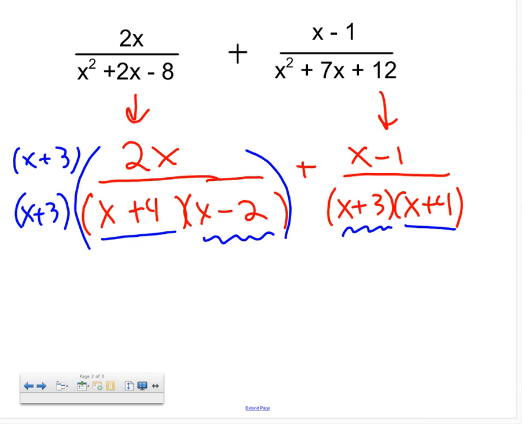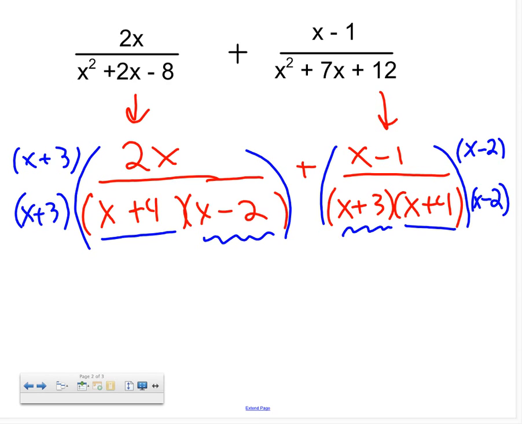The second fraction I'm instead going to multiply by x minus 2. That way the bottom factors will all be the same, and then I can add what's left on top. So now both my bottom pieces will be x plus 3, x plus 4, x minus 2. They don't have to be in that order, but they'll have those three chunks, nothing more, nothing less.